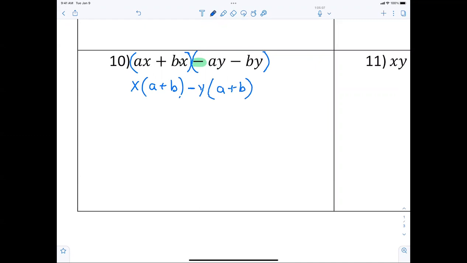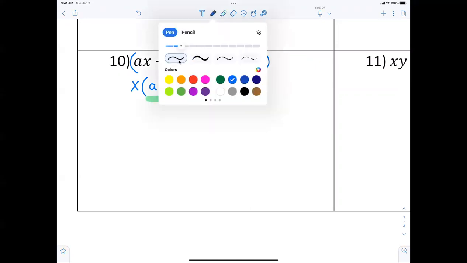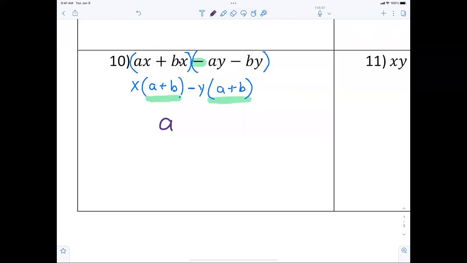And so now we need to see this is common. So now you're right back where you were on 1 through 8. Does everybody agree with that? So now we can just write down the answer. A plus B times what? X minus Y. Come on, guys. That's not hard.